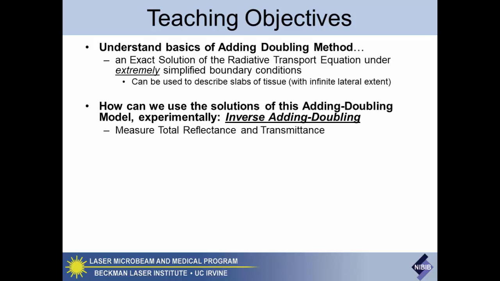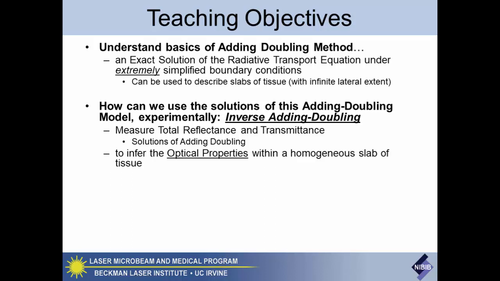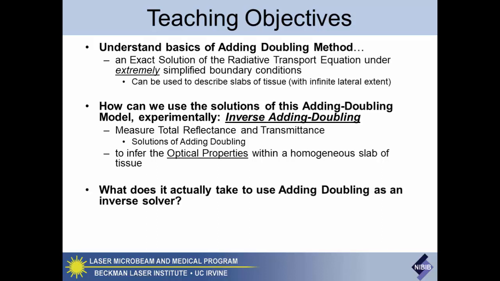And again, the basis for this is that a forward model will describe light in terms of the total reflectance or transmittance or light transport through tissue. What we're looking at now is taking a measurement of that end result, the output of that, and trying to put it back in to get what were the parameters involved in generating these results. So it uses these solutions of adding doubling and then infers the optical properties within this homogeneous slab of tissue.